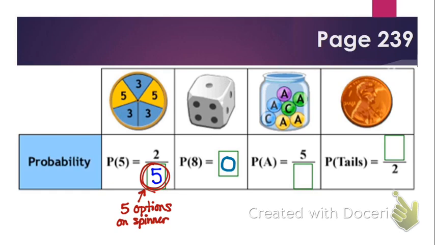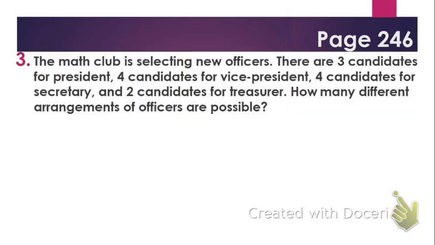Marble jar. What's the chance I reach in here and when I come out with one of those marbles, it has the letter A on it? 5 out of 7. What's the chance that when I flip the penny, it lands on tails? 1 out of 2. All right. I want you to flip back to that page that we were on to start with, 246.